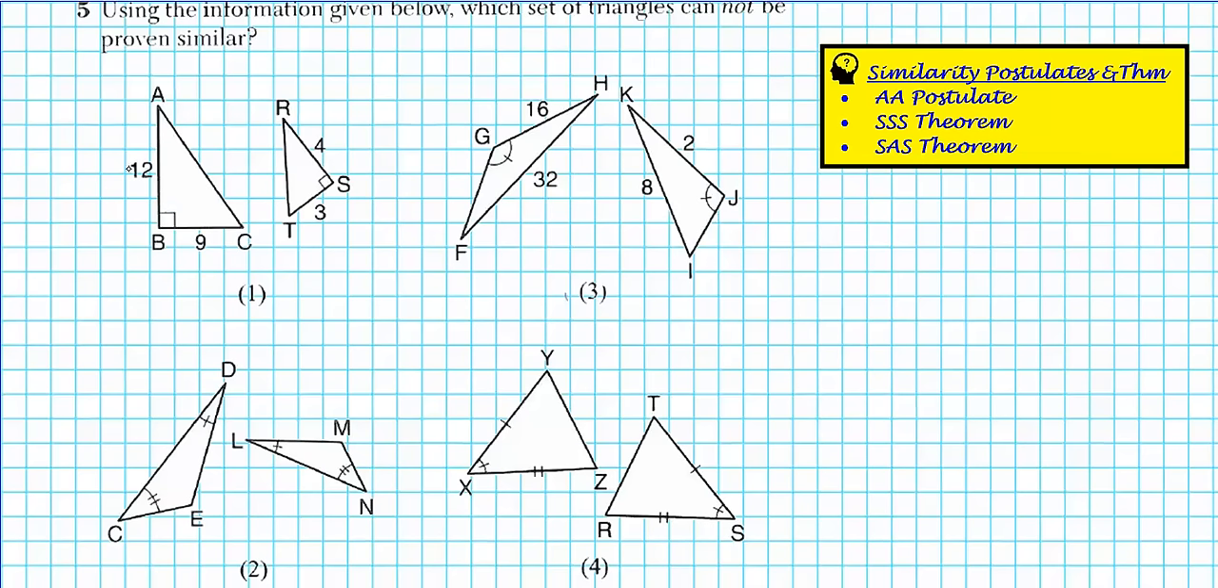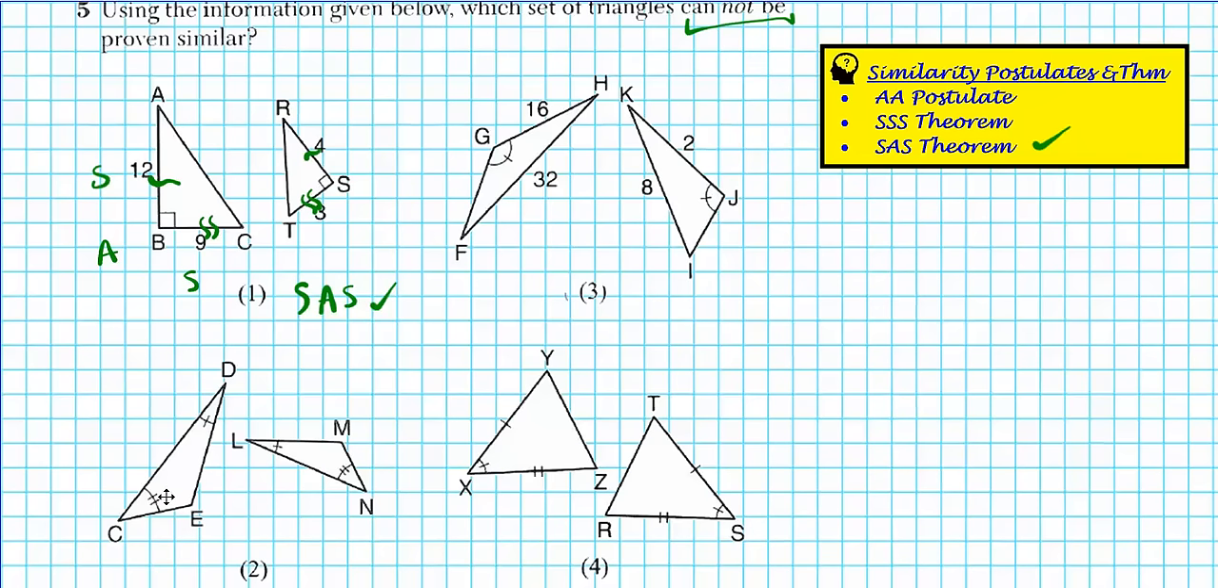So here we have side. So this side goes with this side right here. So we have side, and then we have angle, the B and the S, and then we have side. This is the second side. SAS. Is this valid, ladies and gentlemen? Is there any such thing as a SAS similarity theorem? The answer is yes. See that right there? So option 1 is good. Remember, we're looking for the one that cannot be proven similar.